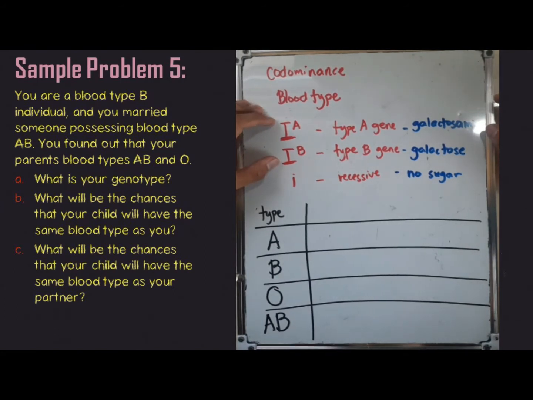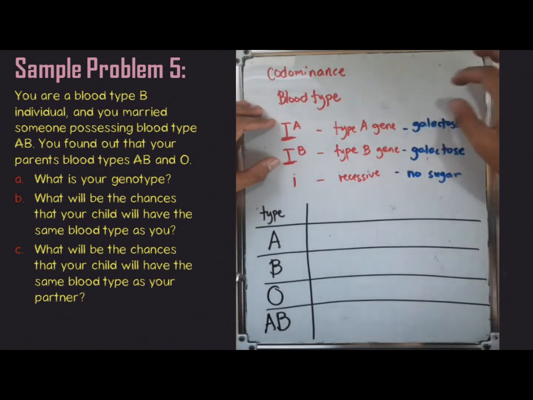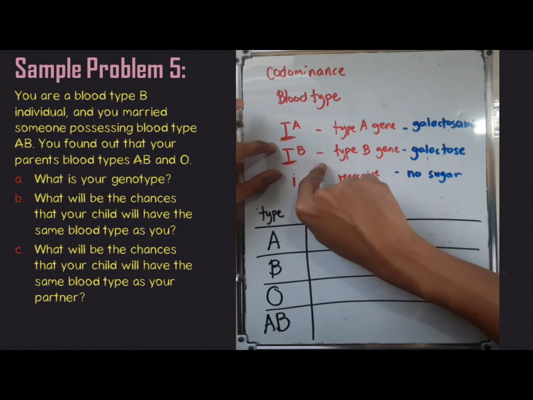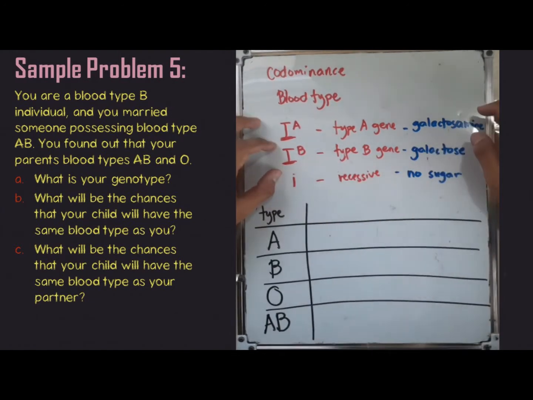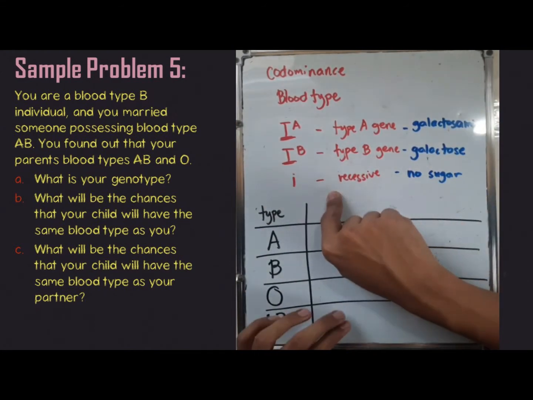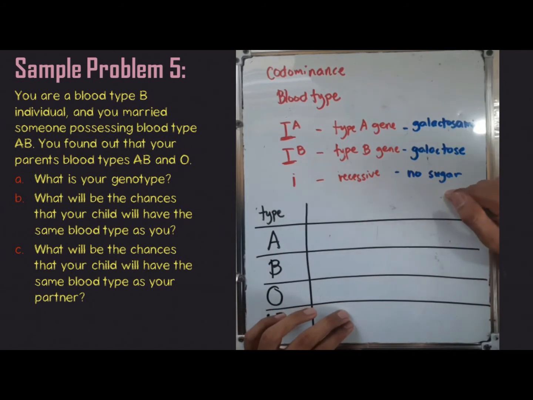It is the presence of the type A gene, which involves the sugar known as galactosamine, or a type of galactose possessing an amine functional group, present on our red blood cells, while the other type of codominant trait is the type B gene, which possesses the sugar known as galactose. While the recessive gene is the absence of the sugar galactosamine or galactose.